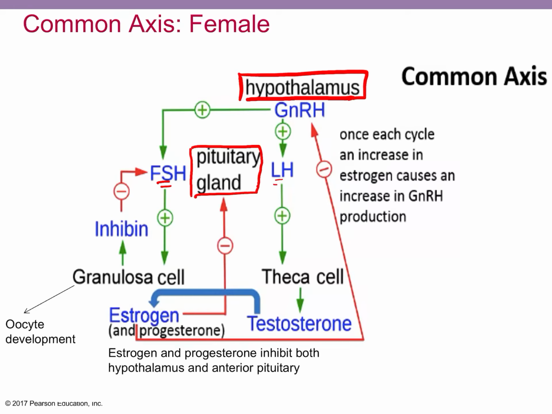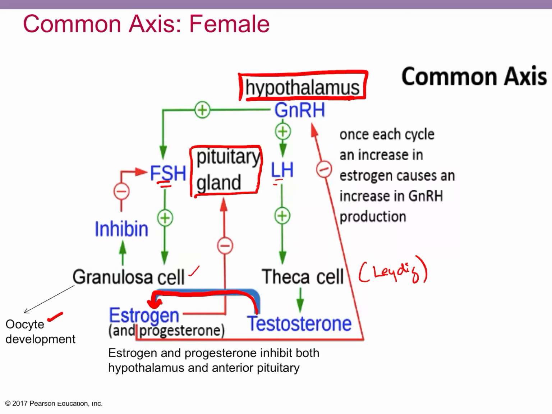So follicle stimulating hormone is going to target the granulosa cells. The granulosa cells are going to help the oocyte develop. And they're also going to secrete inhibin. So inhibin is going to inhibit follicle stimulating hormone. Then LH, luteinizing hormone, is going to stimulate the thecal cells. Right, the thecal cells are going to secrete testosterone. So the thecal cells are really kind of like the Leydig cells of the testes. The thecal cells secrete testosterone, right? So the testosterone diffuses out of the thecal cells, goes to the granulosa cells, where the granulosa cells convert that testosterone to estrogen and progesterone.